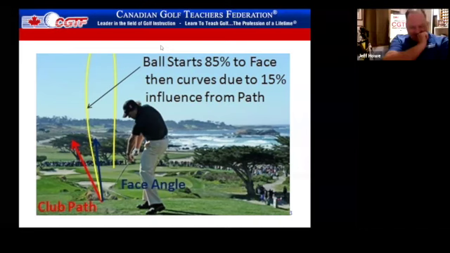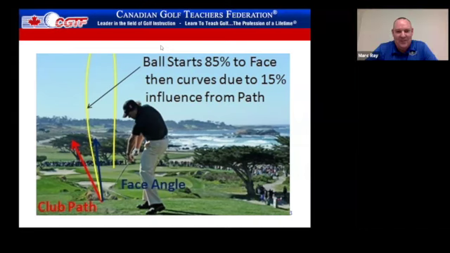So Phil's hitting his typical little draw here. You can see his path is going way out to the left, so he doesn't hook it. So he hits his nice high draw. So his club path is going way left. The face angle is pointed to the right, which creates the draw.